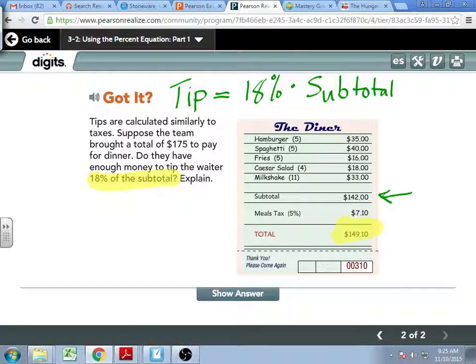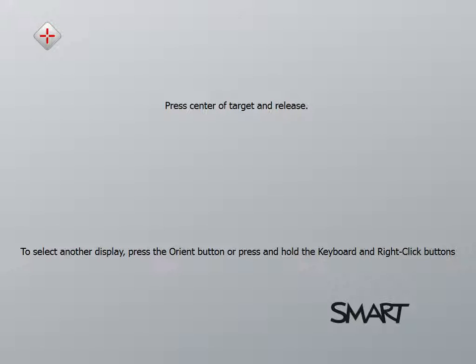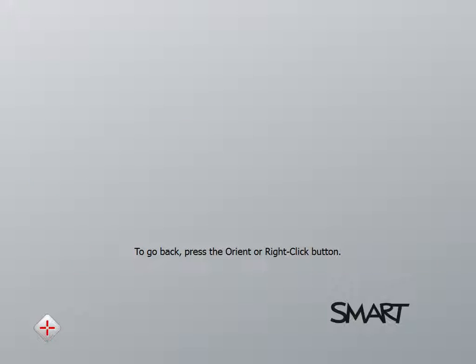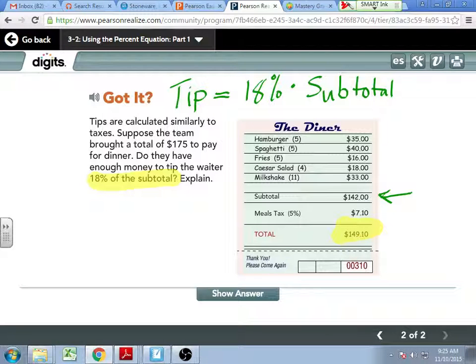Try this. I'm going to reorient my board and hope it maybe helps. Got it. Oh yeah, that's before taxes.